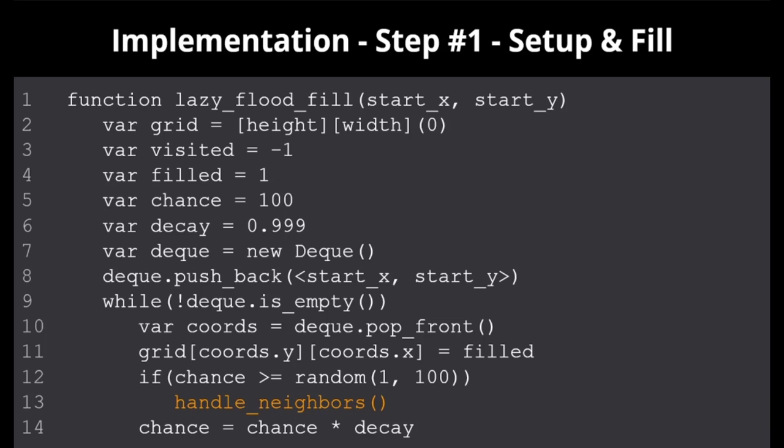This loop will continue until the deck is empty and no more grid cells should be filled. The first thing we do in the loop is pop a coordinate off the front of the deck. The coordinate is then filled. We then need to generate a random value between 1 and 100 and compare it to our chance value. If successful, then we enter the handle neighbors section. If unsuccessful, we skip the handle neighbors section and multiply the chance value by the decay value. This action will eventually cause the deck to become empty and the while loop will end.